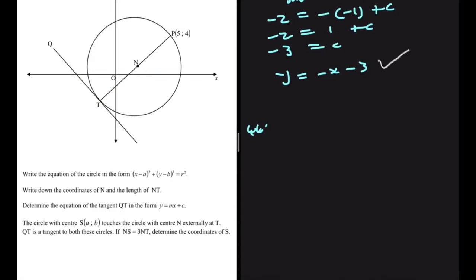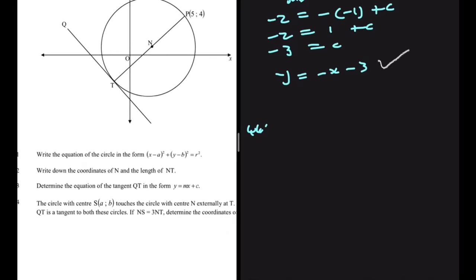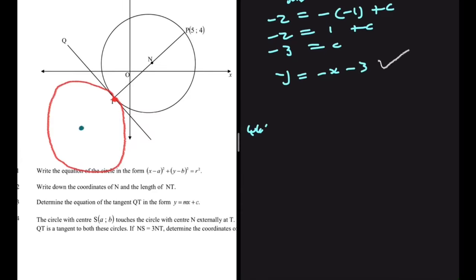So let's go ahead and have a sketch for that circle and then try to make sense of the situation we have. So they touch at T, and then QT is also a tangent to that circle. Another key point is that they touch externally, because if the question says they just touch, then that is very unclear. But now that we know they touch externally, we can do something about that. Well, let's just take that as our circle and try to make something of it. So it has a center S of coordinates a and b. So the coordinates of T are minus 1 and minus 2.